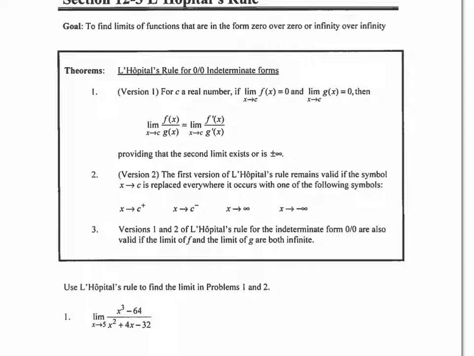If it gives me 0 over 0 again, I'm going to take the derivative again of the top and the derivative of the bottom until it gives me something that is no longer indeterminate. Okay? Now, let's look at a few examples here.